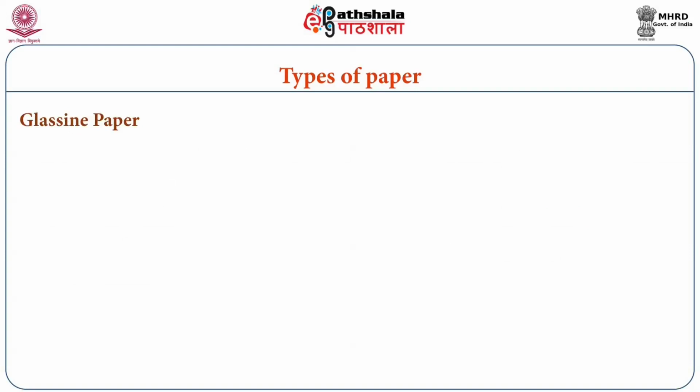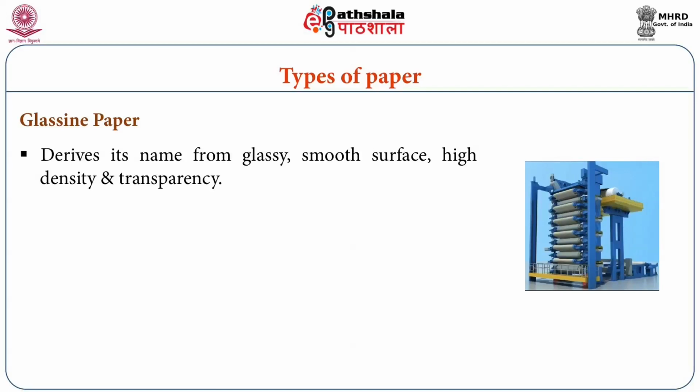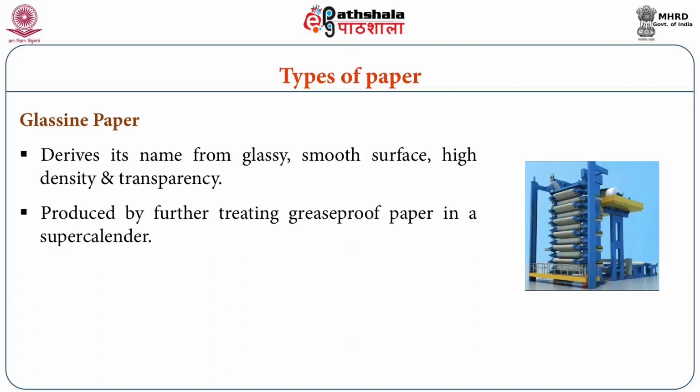The next type is glassine paper. Glassine paper derives its name from its glassy smooth surface, high density and transparency. It is produced by further treating grease-proof paper in a super calender where it is carefully dampened with water and run through a set of steam heated rollers.